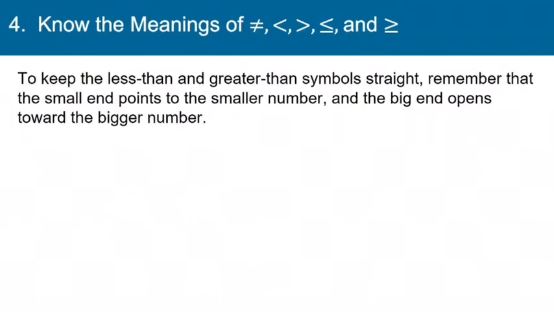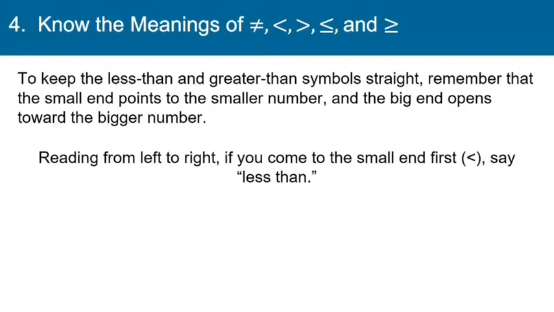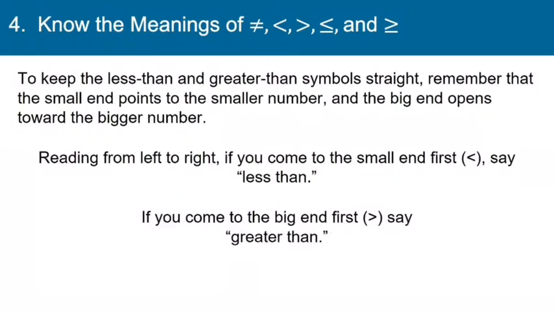Now, some people have trouble keeping their symbols straight, so to help you keep the less than and the greater than symbols straight, remember that the small end points to the smaller number and the big end opens toward the bigger number. Your elementary school teacher may have used the analogy with you that the alligator's mouth eats the bigger number, and that still works. So the bigger end of the symbol opens toward the bigger number. Reading from left to right, if you come to the small end of the symbol first, you're going to say less than. And if you come to the big end of the symbol first, you're going to say greater than.